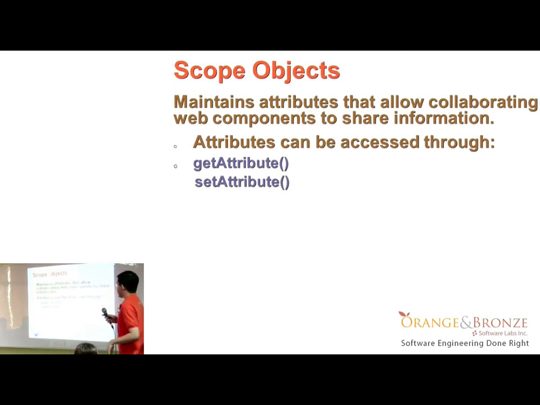Basically, this maintains the attributes that allow you to share information between things, because attributes can be accessed through get attribute and set attribute. Typically you won't be able to remember things from page to page. It's because HTTP has no concept of state. Every request is considered independent, so you need to come up with other ways to store information.